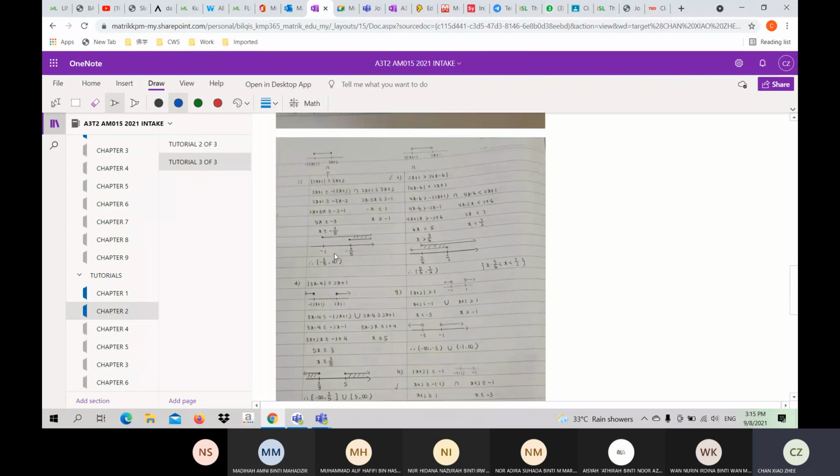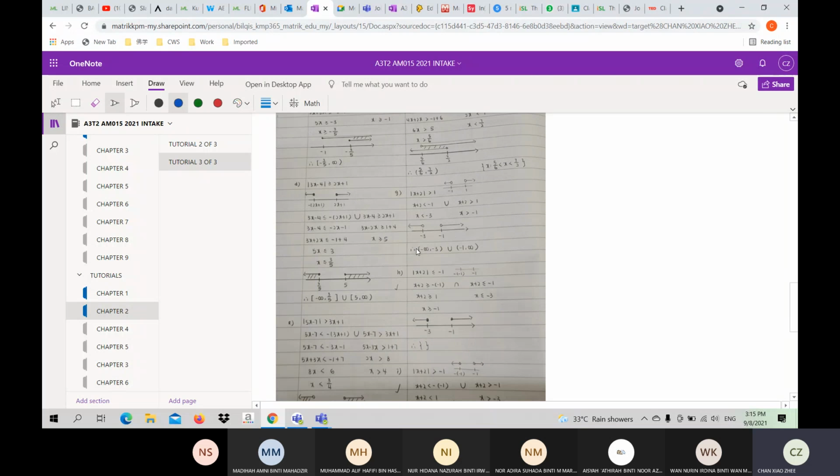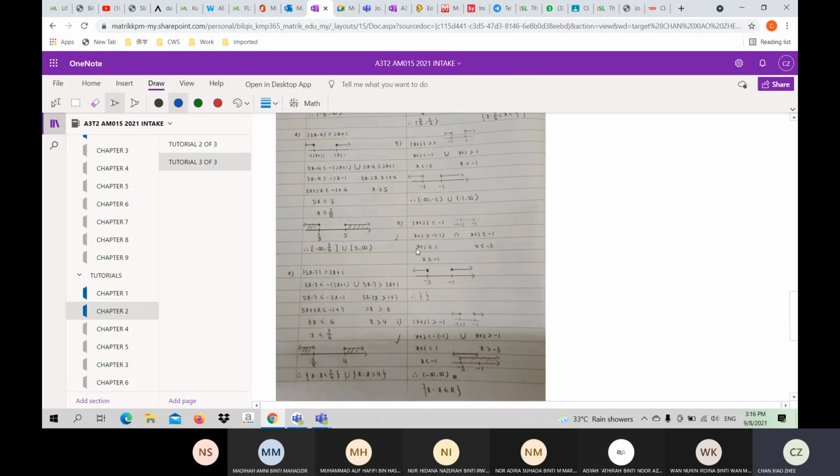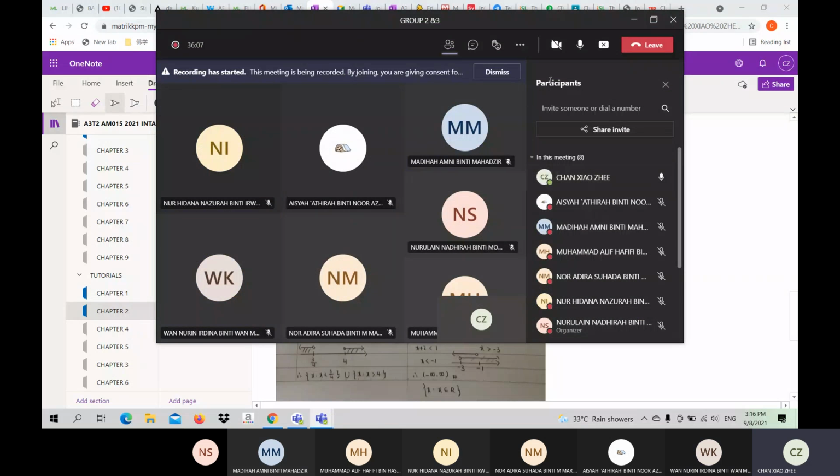Soalan lain saya rasa pun sama juga. Ada apa masalah tak? Okey, faham semua. Okay. So soalan lain saya tak perlu jelaskan. Semua faham kan? Faham. Okay.